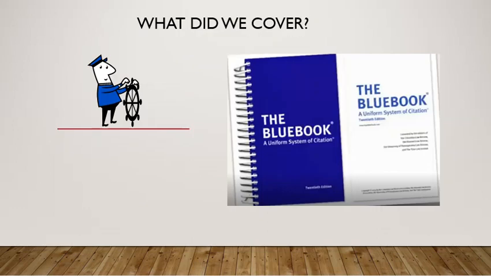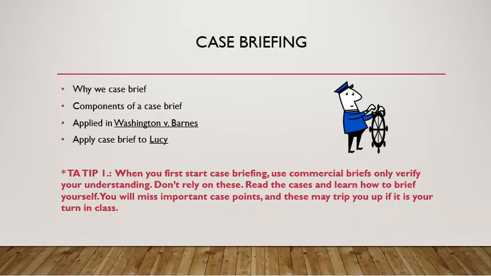So what have we covered? We have covered case briefing, why we brief a case, components of a case brief, specifically seen in our Washington v. Varnes case, and an exercise in case briefing, and we read Lucy versus Zemmer and applied a case brief to Lucy. TA tip number 1, when you first start case briefing, use commercial briefs only to verify your understanding. Do not rely on them. Read the cases and learn how to brief yourself. You will miss important case points, and these may trip you up if it's your turn in class.